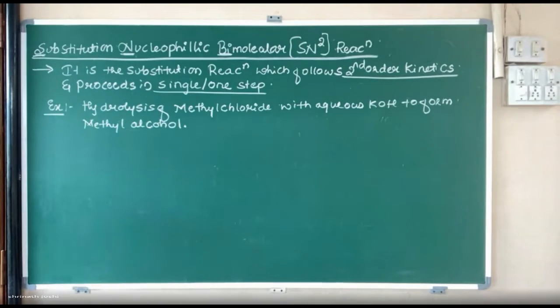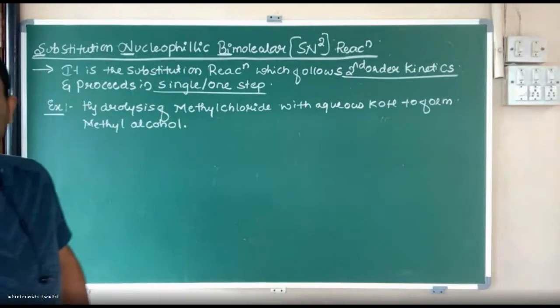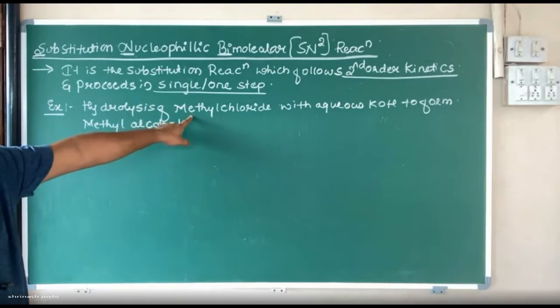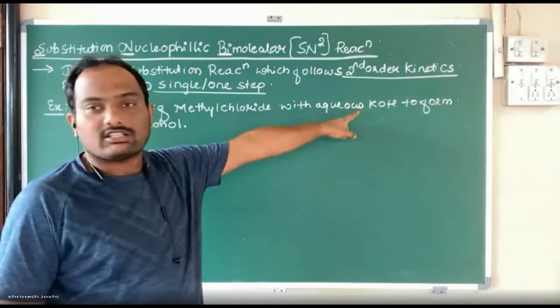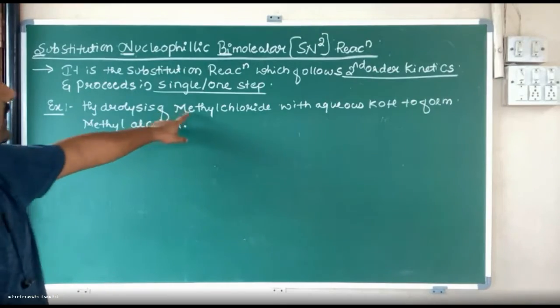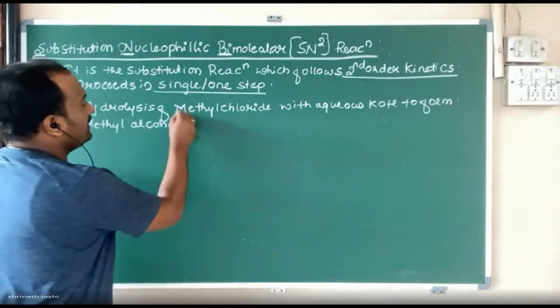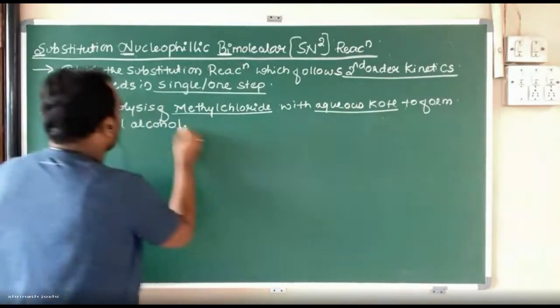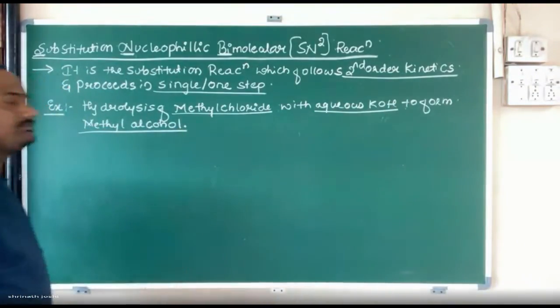For SN1, I think tertiary butyl bromide, correct? Hydrolysis of tertiary butyl bromide with aqueous KOH to form tertiary butyl alcohol. But here we are taking methyl chloride. Underline this word, methyl chloride. Underline the word aqueous KOH. Underline the word methyl alcohol.